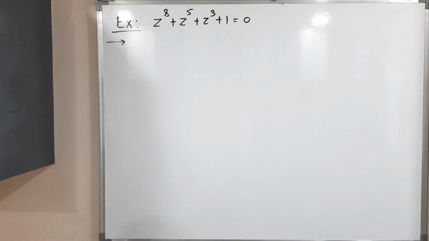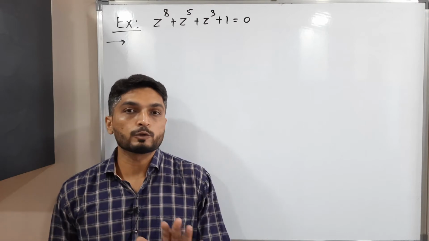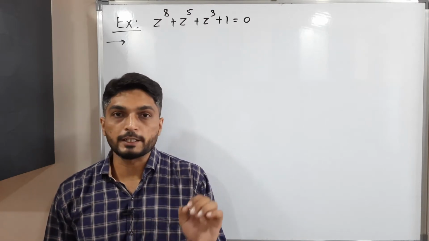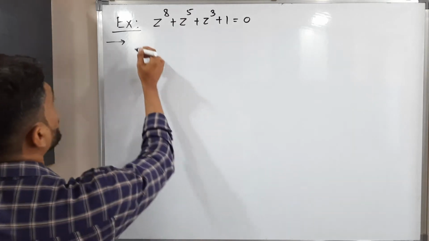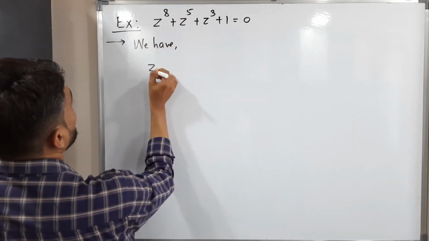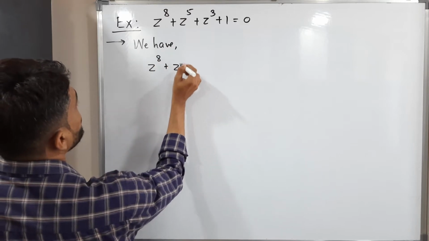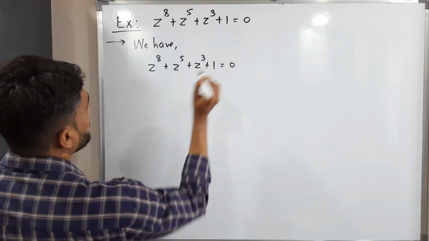Hi everyone, let us discuss this example. In this example, we have this equation and we have to solve it. That means simply we have to find its roots. So let us write the given equation first. What we have? We have z raised to 8 plus z raised to 5 plus z cube plus 1 is equal to 0.